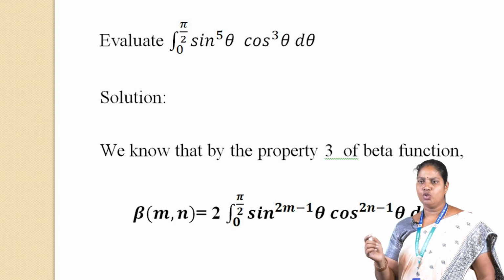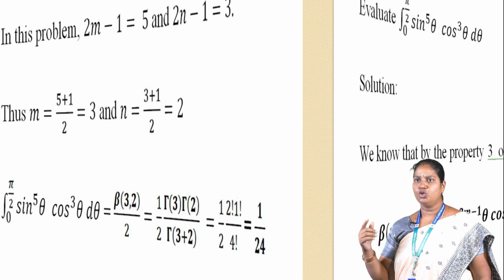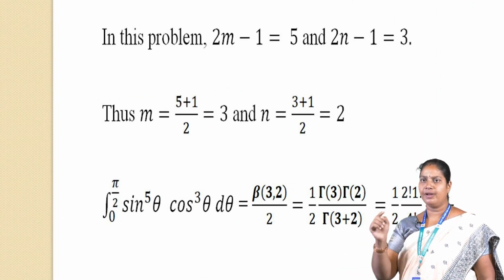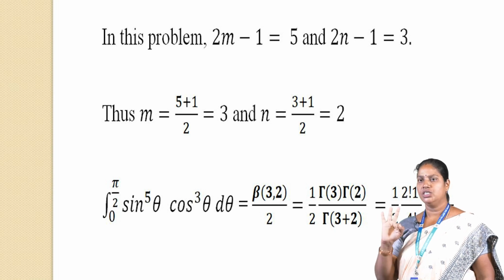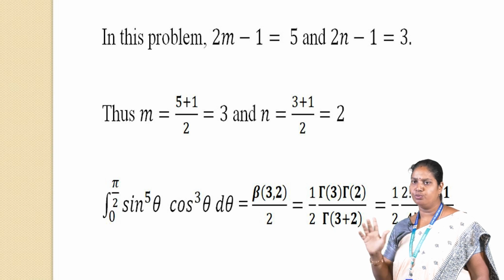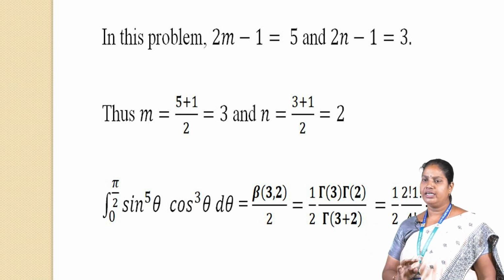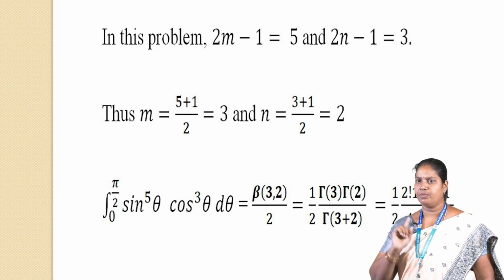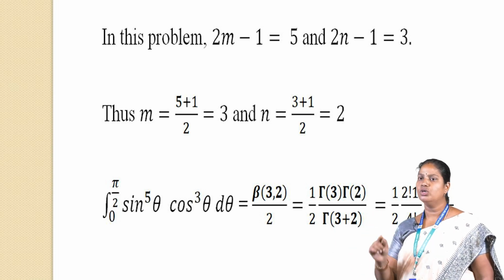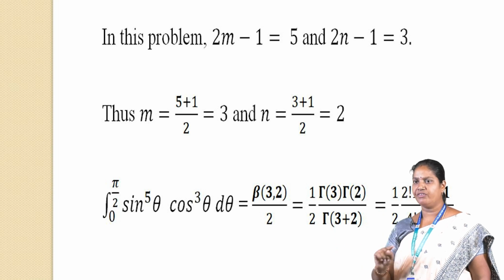So we get 2m minus 1 equal to 5, and 2n minus 1 equal to 3. If we calculate this, m will be (5 plus 1) by 2, that is 6 by 2, 3, and n will be (3 plus 1) by 2, that is 4 by 2, 2. If we substitute in this integral, the integral from 0 to pi by 2 of sin power 5 theta cos power 3 theta d theta is equal to beta of 3 comma 2 divided by 2.